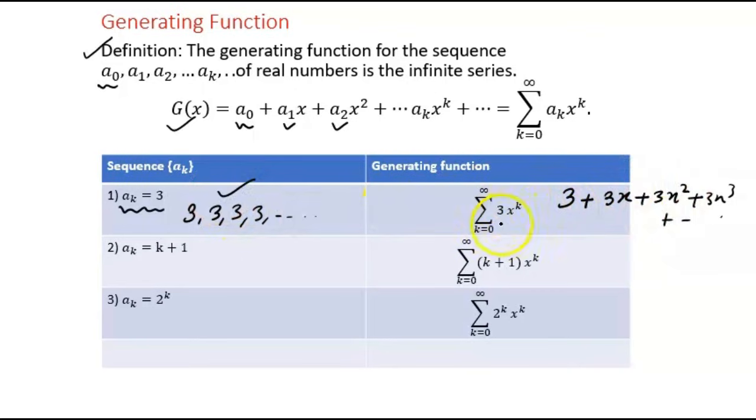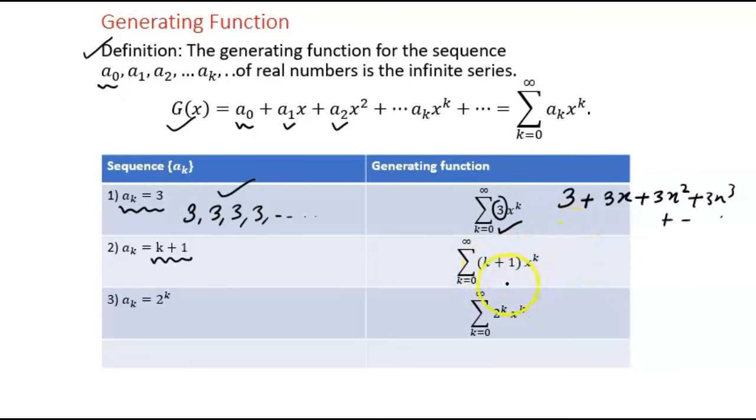In the summation form, I can write k varies from 0 to infinity, 3 into x to the power k. So this 3 is basically the general term of the sequence, that is ak is equal to 3. Similarly, if you represent k plus 1 as the generating function, it will look like k varies from 0 to infinity, k plus 1 x to the power k.